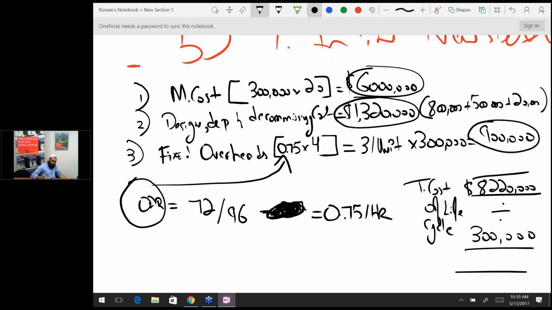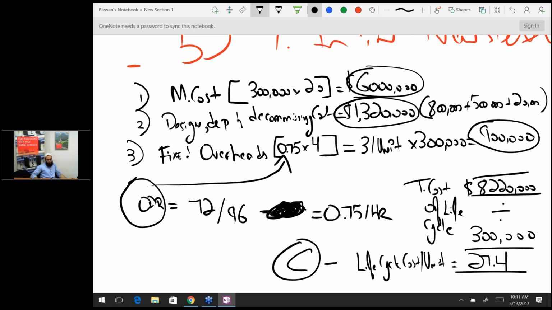So, the life cycle cost per unit came to 27.4, which is option C. Got it, everyone?